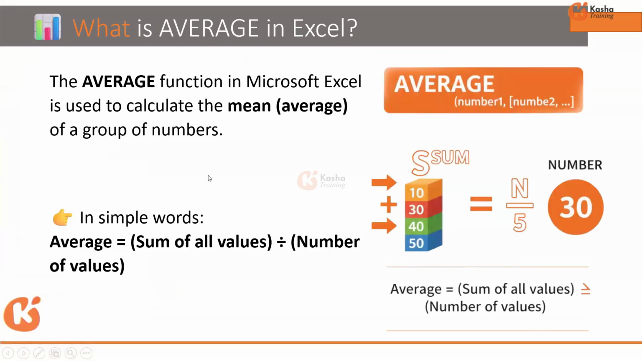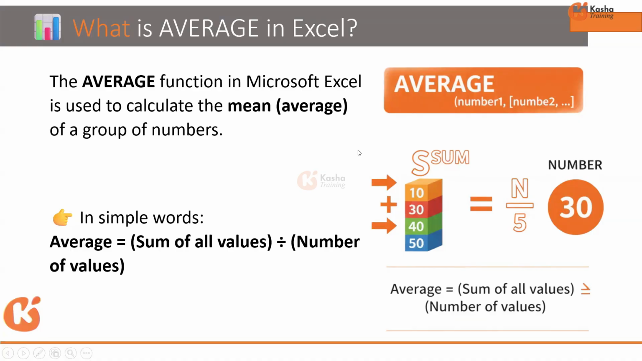So average is just a function in Microsoft Excel which calculates your mean value. So in simple words, average is just the sum of all values divided by the number of values. So here you can see these are your sum, and if you divide by the number, you get your average value.